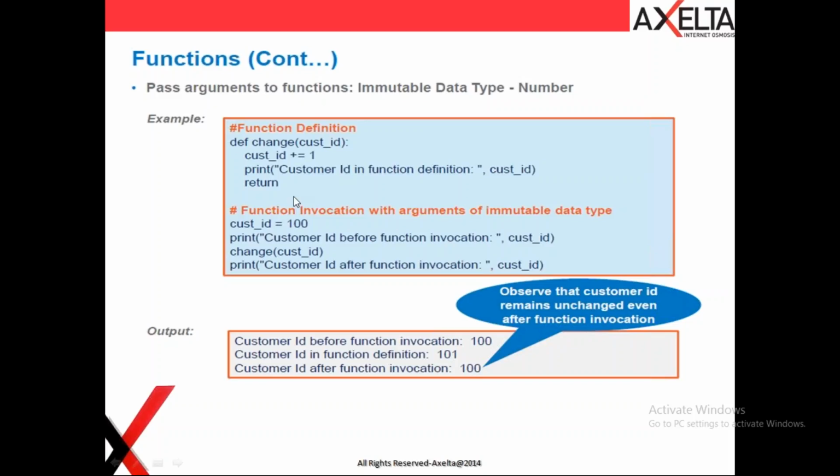See, I am passing the value customer ID. Okay, so change customer ID. Whatever I am passing here will be 100. Okay, so 100 will be given over here. So that is the reason initially I am printing 100. Then what I am doing?